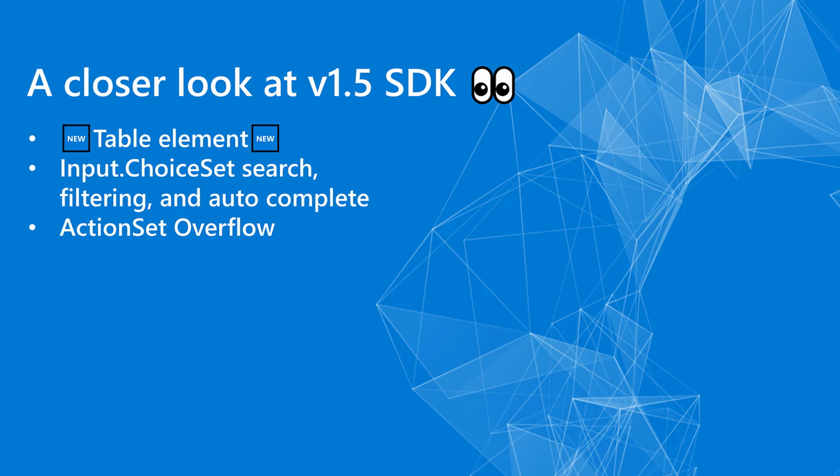All right. In the last community call, we announced the features, but in this one, I think it'd be interesting to show them in action. The 3 features that we'll be talking about, which will be included in version 1.5 preview, are the new table element that we have included, Input.ChoiceSet search, filtering, and autocomplete, and also ActionSet Overflow. These are all 3 features that you can expect for version 1.5 preview of the SDK coming out sometime this month. We are targeting end of month for that.